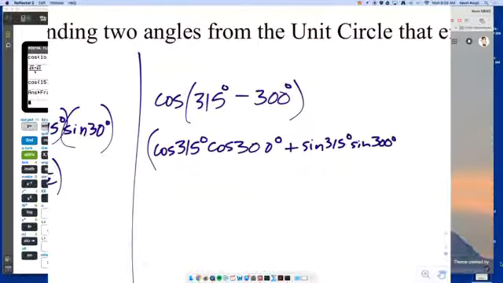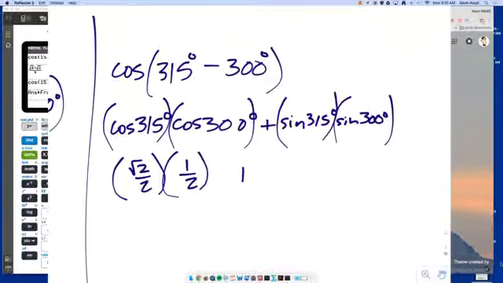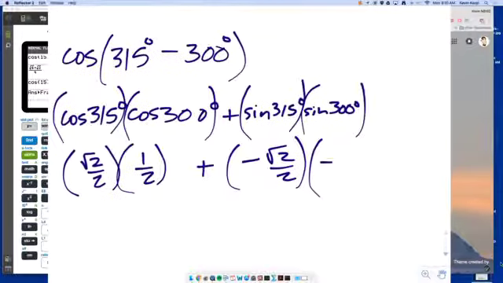And now it's unit circle time. Everyone's favorite time. What is cosine of 315? It's the same as 7 pi fourths, so it's square root of 2 over 2. Cosine of 300, it's the same as 5 pi thirds. That is 1/2. Sine of 315, that's the same as sine of 7 pi fourths, which is negative square root of 2 over 2. And then sine of 300 is the same as sine of 5 pi thirds, which is negative square root of 3 over 2.